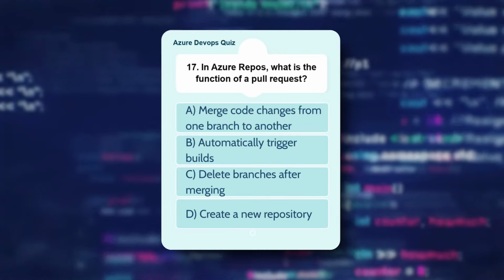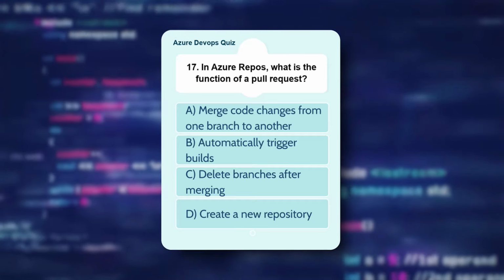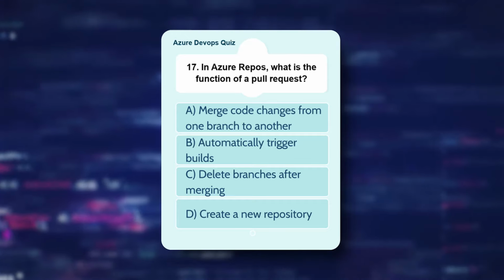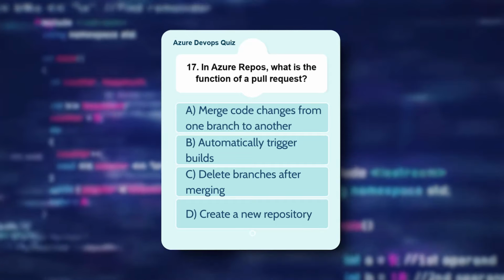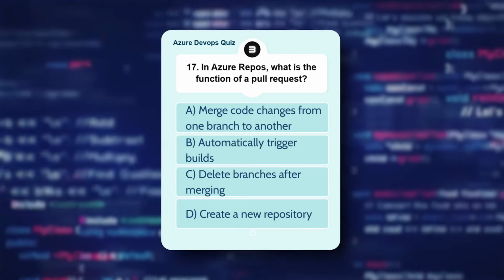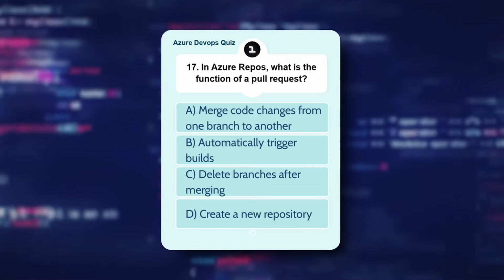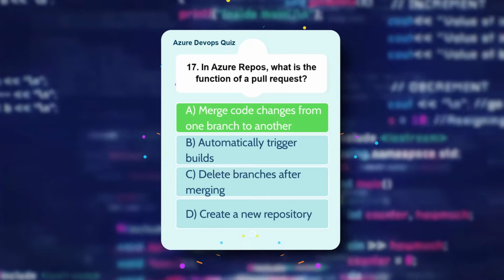17. In Azure Repos, what is the function of a pull request? A. Merge code changes from one branch to another. B. Automatically trigger builds. C. Delete branches after merging. D. Create a new repository. Answer. A. Merge code changes from one branch to another.